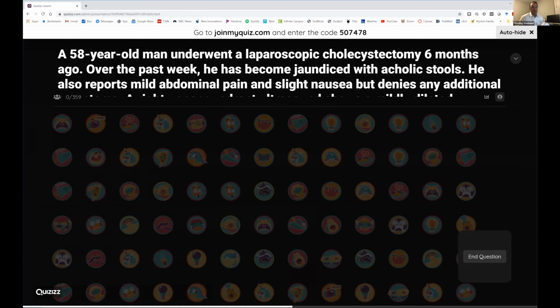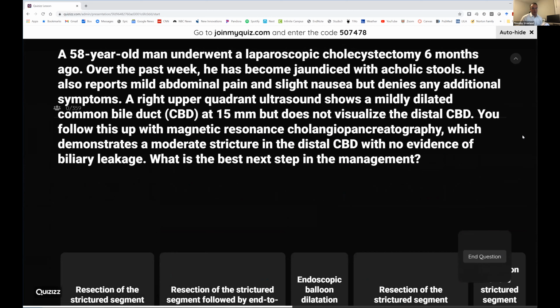All right, next one, a 58-year-old man underwent a laparoscopic cholecystectomy 6 months ago. Over the past week, he has become jaundiced with acolic stools. He also reports mild abdominal pain and slight nausea, but denies any additional symptoms. Right upper quadrant ultrasound shows mildly dilated common bile duct at 15 millimeters, but does not visualize the distal common bile duct. You follow this up with MRCP, which demonstrates a moderate stricture in the distal common bile duct with no evidence of biliary leakage. What is the next best step?